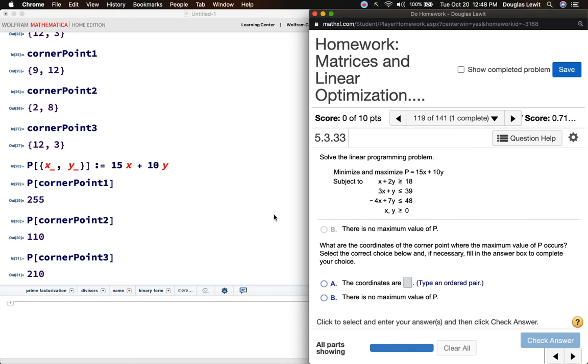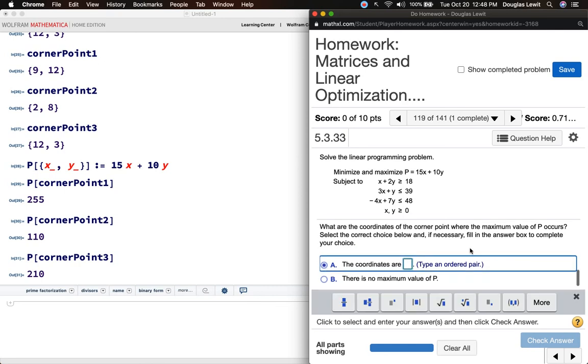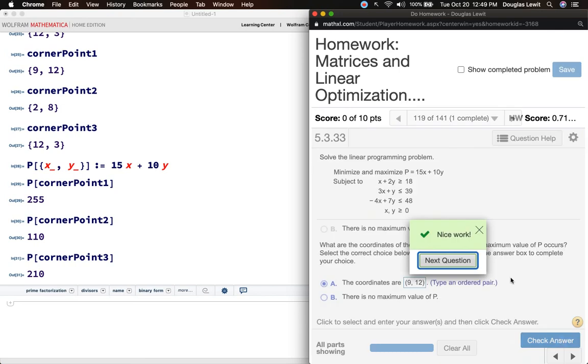And the coordinates, okay, that maximum occurs at corner point 1, and we can see from Mathematica that those coordinates are, let's see, 9, 12. And that's it. It's that simple.